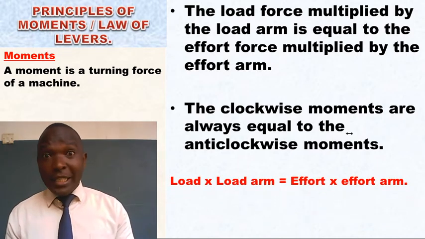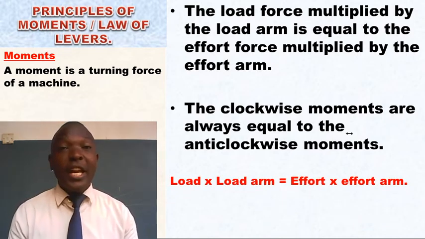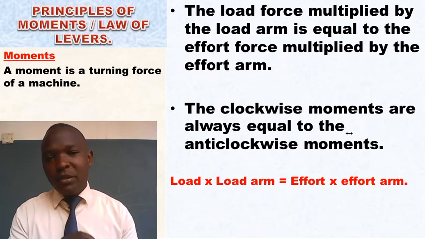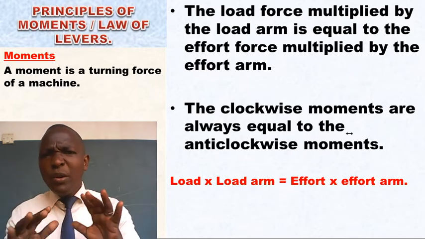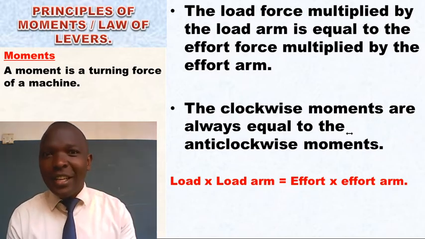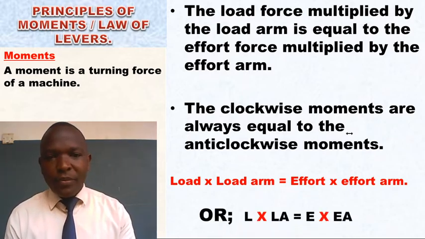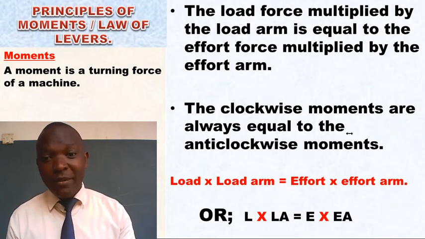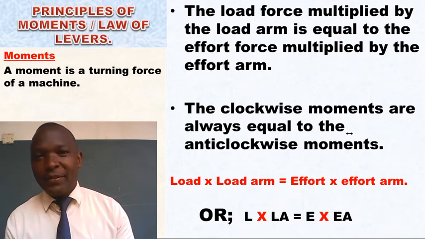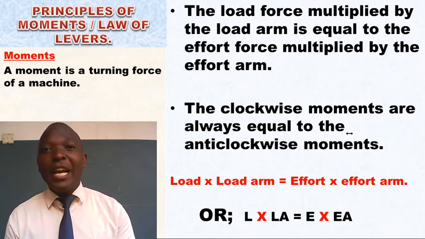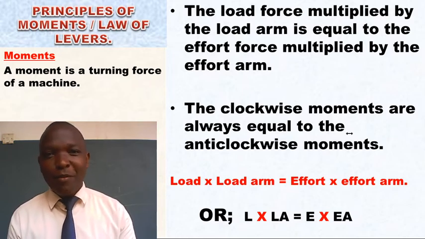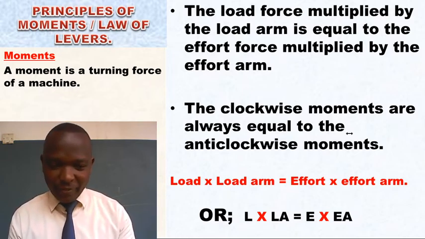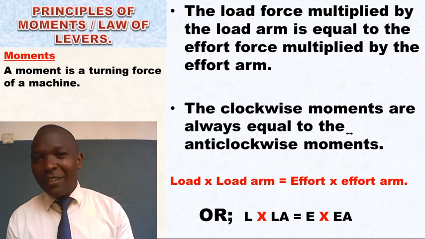So in summary, we can use words: load times the load arm equals the effort times the effort arm. But since we are going to deal with calculations, we need to avoid these words and use letters. For example, we can say load is L, load arm is LA, equals effort, E, times effort arm, which is EA. All these in capital letters. So in summary, that is the law of moments, or the principle of moments, or the principle of levers. That is it. It is the formula which we are going to be using.